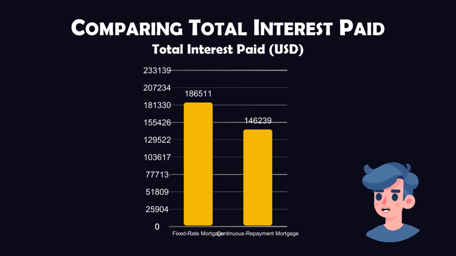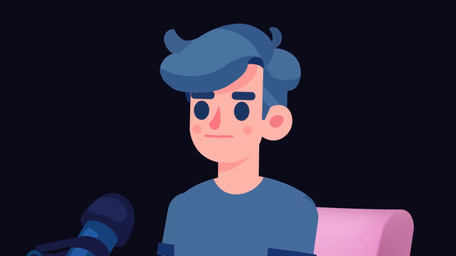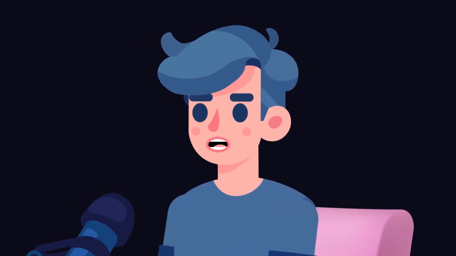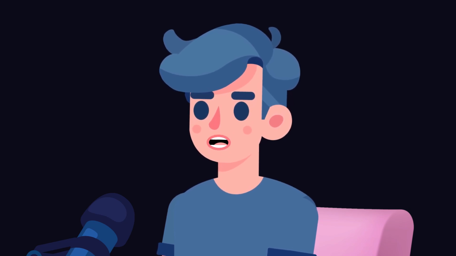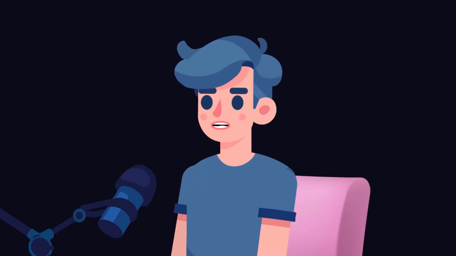Let's compare the total interest paid on a traditional fixed-rate mortgage to a continuous repayment mortgage with the same principal and interest rate. For the traditional fixed-rate mortgage, the total interest paid over 30 years could be significantly higher. In our example, the fixed-rate mortgage resulted in $186,511 in interest over 30 years versus $146,239 with the continuous repayment model. This demonstrates a significant potential savings.